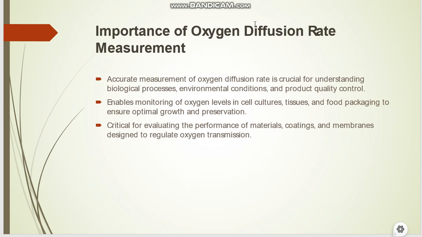Importance of oxygen diffusion rate measurement. Accurate measurement of oxygen diffusion rate is crucial for understanding biological processes, environmental conditions, and product quality control. It enables monitoring of oxygen levels in cell cultures, tissues, and food packaging to ensure optimal growth and preservation. It is critical for evaluating the performance of materials, coatings, and membranes designed to regulate oxygen transmission.